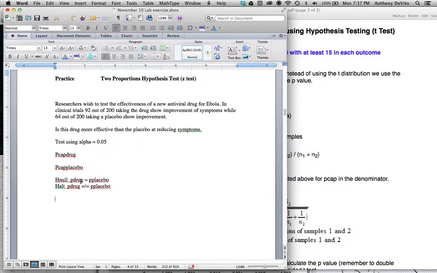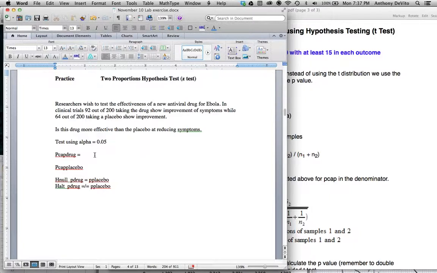See the difference there between P for the drug and P cap for the drug? P for the drug is the population proportion, and P cap for the drug is the sample proportion of people that took the drug. What's P cap for the drug? Well, how many people took the drug? 200.